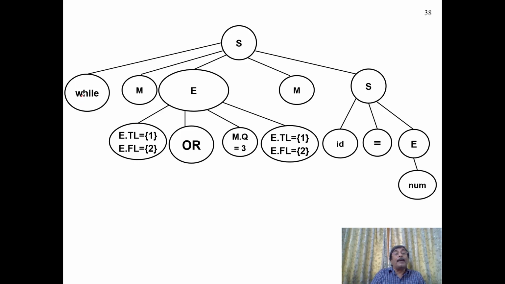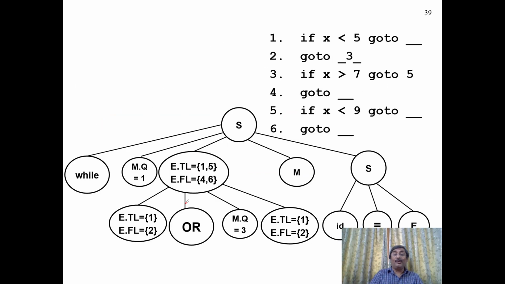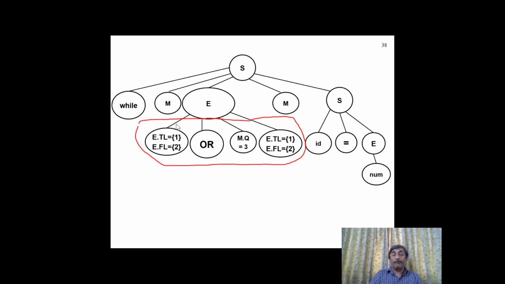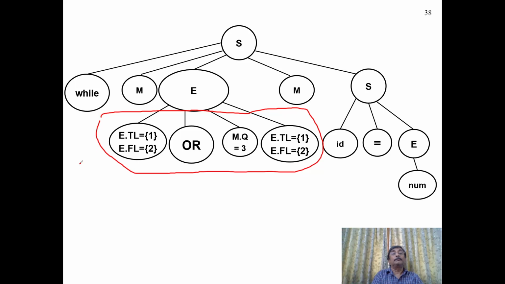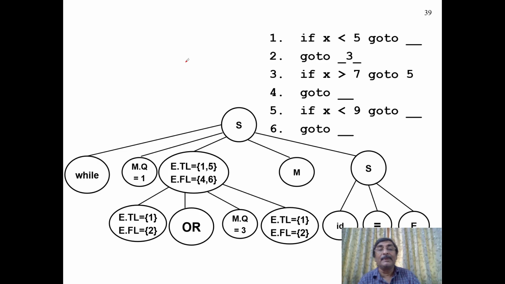Therefore, I wrote while M, E, M, S, and S is ID = E, and E produces num. But see that this part of the parse tree I have not written. Why? After all, I know that once this particular parse tree is worked out, this is the outcome. These 6 lines will be generated, right? And E.tl will be 1, E.fl will be 2, right? These are wrong. This E.tl would be 3, and this E.tl will be 4, right? And so this is all done.